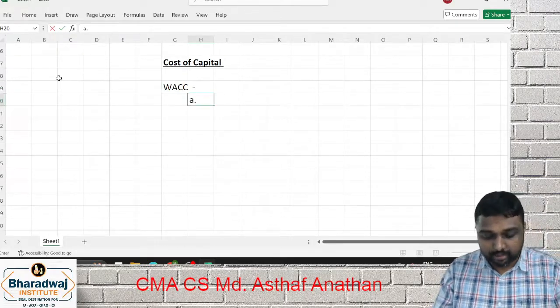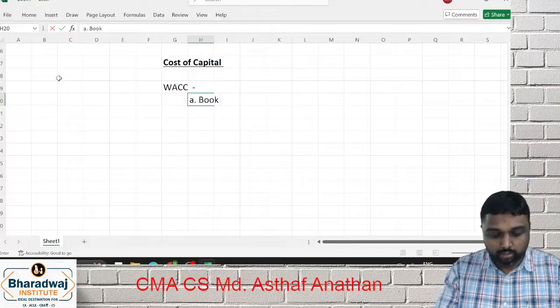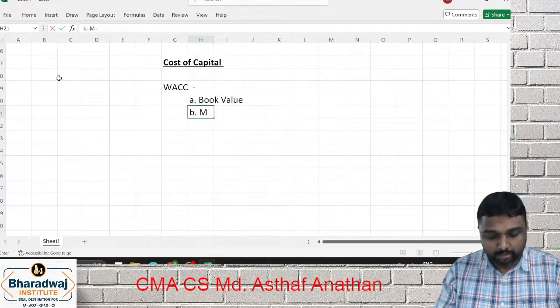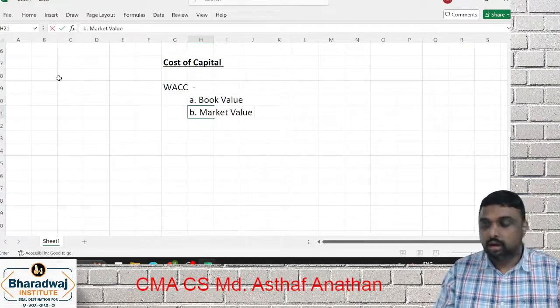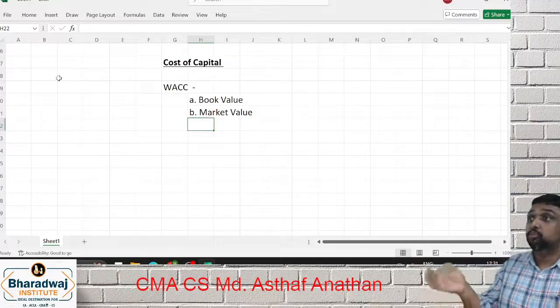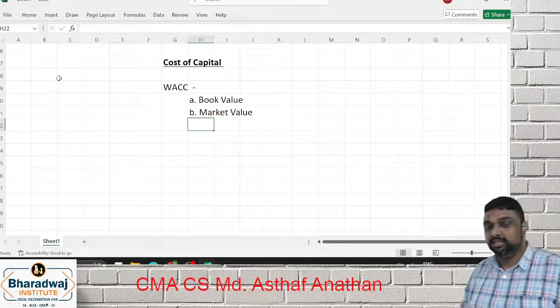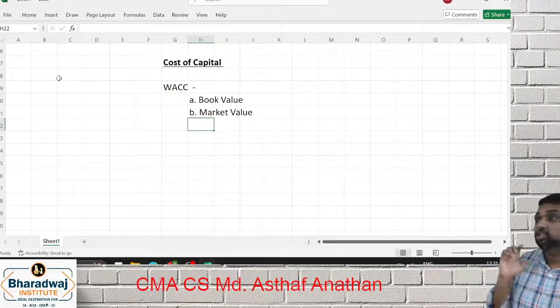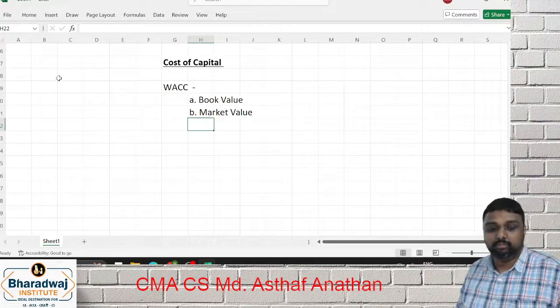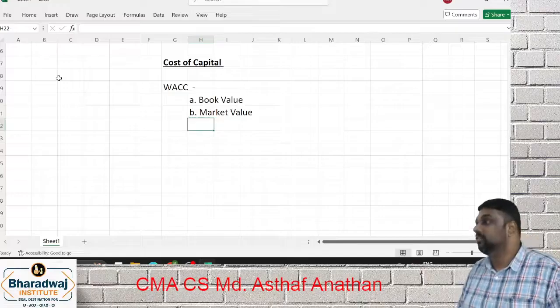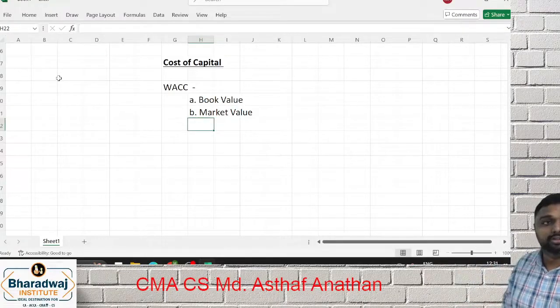It can be sometimes on the book value method or sometimes on the basis of market. Sometimes they will ask you both the methods. This is how a standard question will come for an exam: book value method, market value method. Accordingly, we have to solve it.